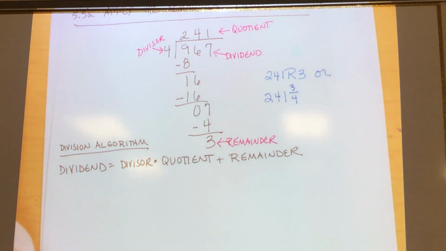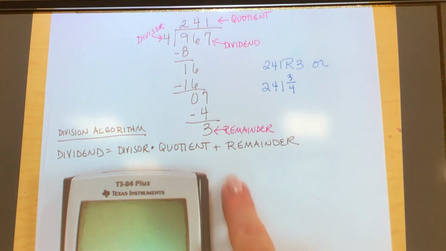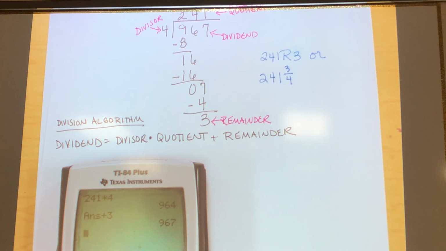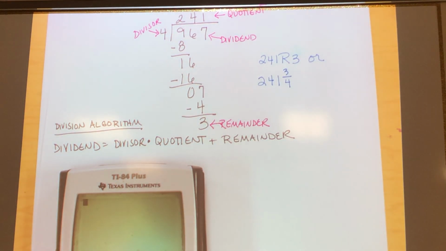All right, let's see if it works, okay? Let's do this one right here. Let's see if this algorithm works. So I'm going to turn it on, and I'm going to say 4 times 241, and then I'm going to add 3. There it is, 967. Amazing.